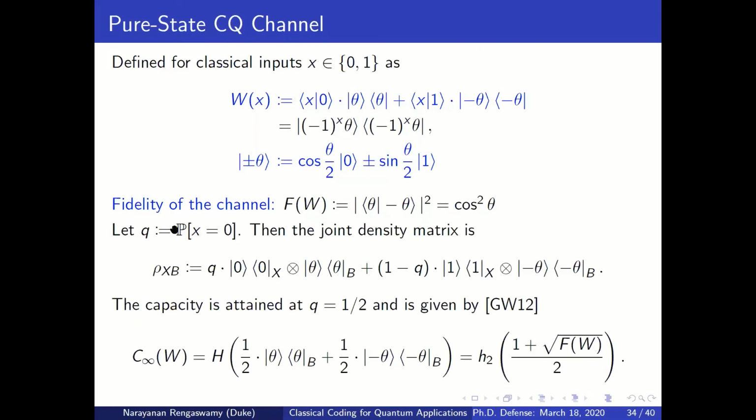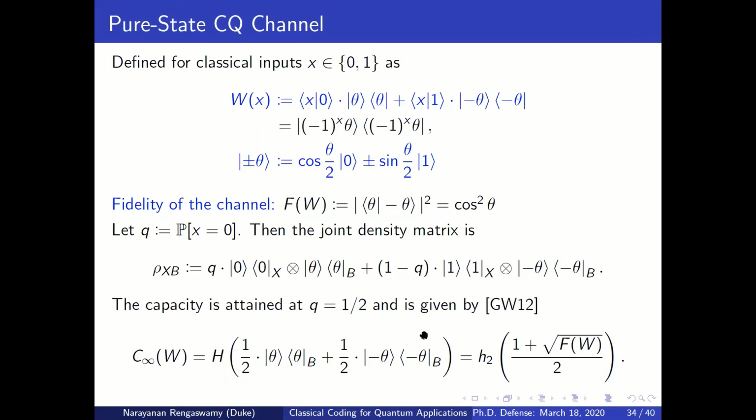Now, let's say Q is the prior probability of X being 0. Then you can write something called the joint density matrix. So it's basically the quantum equivalent of a probability distribution. So here I say with probability Q, I send 0 and I receive theta. And with probability 1 minus Q, I send 1 and receive minus theta.